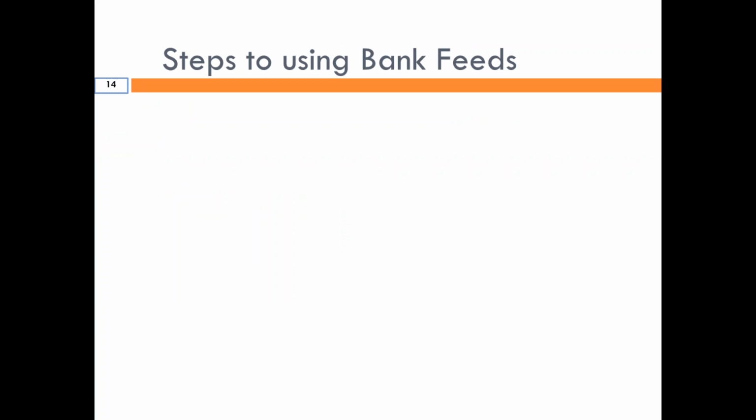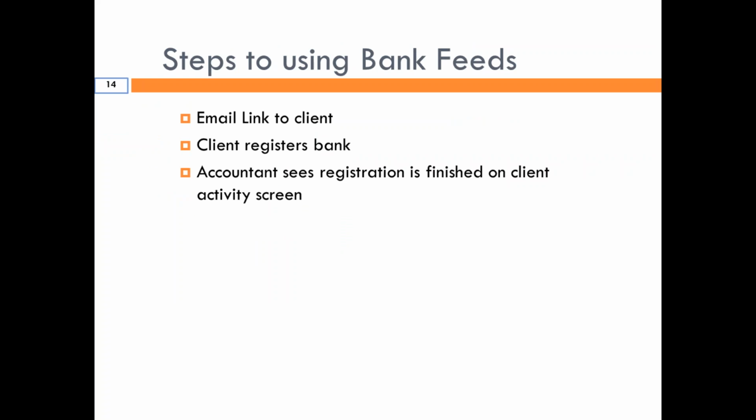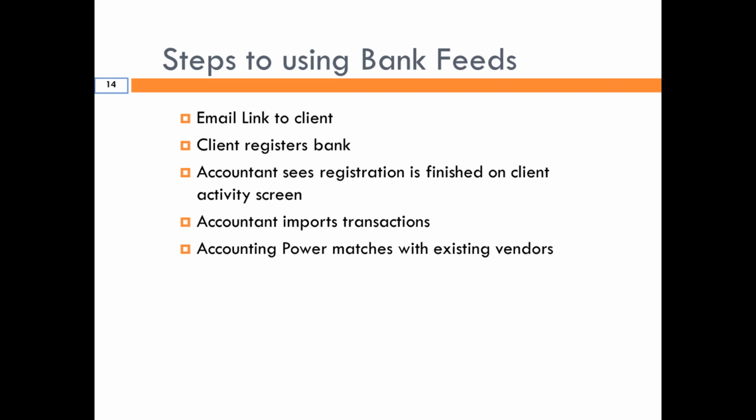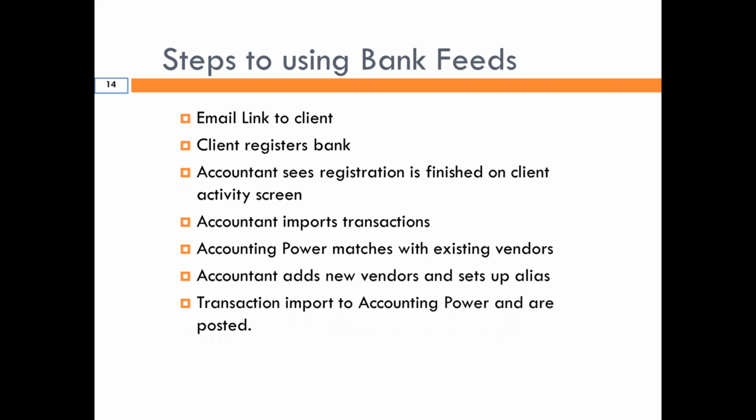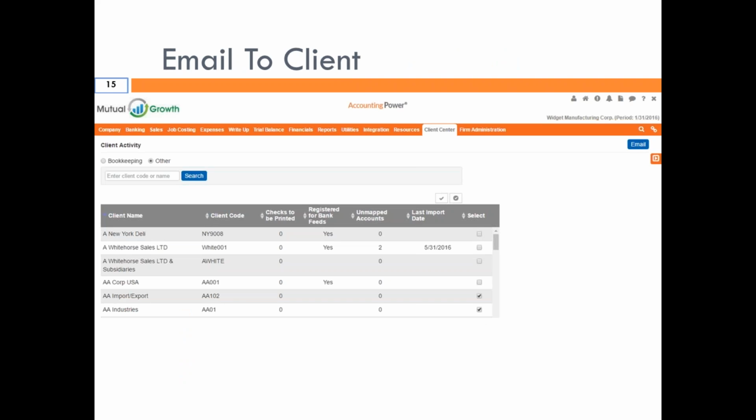But anyway, the steps to using the bank feeds. The first step is that you have to email the link to the client so he can register with the bank. The accountant can then see on our client activity screen once the registration has been done. The accountant imports the transactions. We match with existing vendors. We add new vendors, set up aliases, and then the transactions import to Accounting Power and can be posted. After this, the financials are easily prepared on a timely basis. So the first step is to email the client.